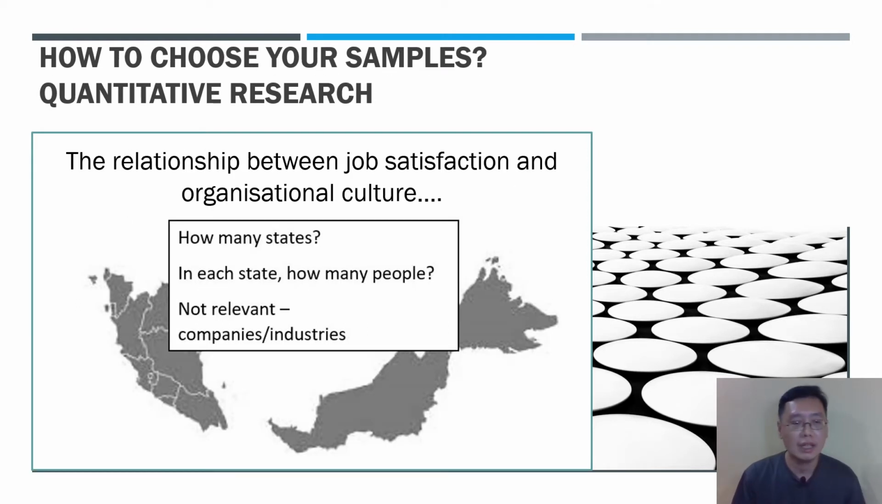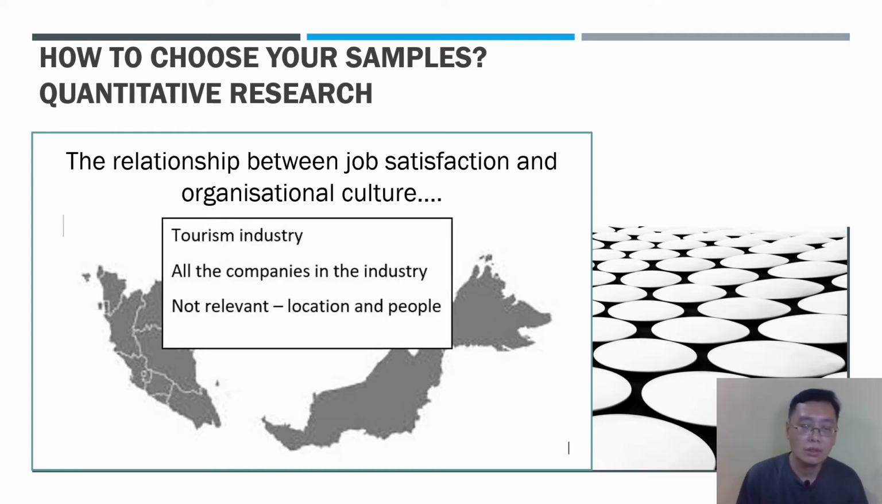Let's say you are looking at the relationship between job satisfaction and organizational culture of people in a country. Then you need to know in a country there are how many states they have, and from there you need to determine from each state how many samples you need to take based on the population. So in that kind of context, that means which companies they are working in or which industries they are working in becomes not so relevant because what you want is to cover the people in a particular country in a very representative way.